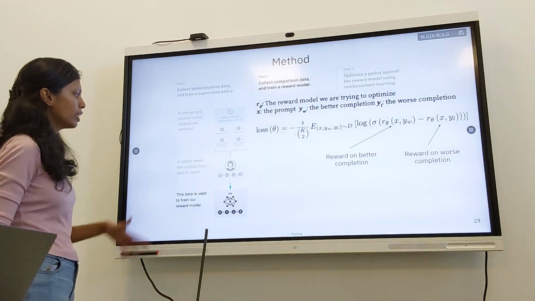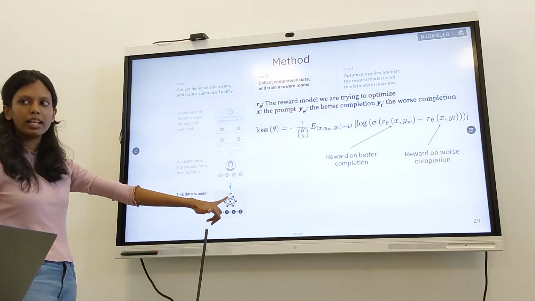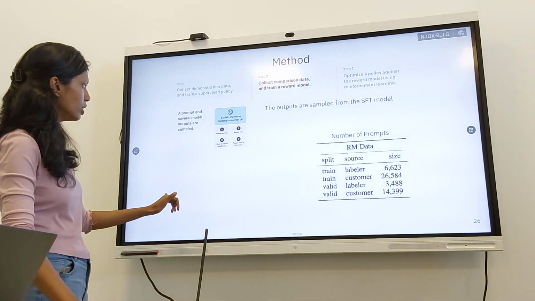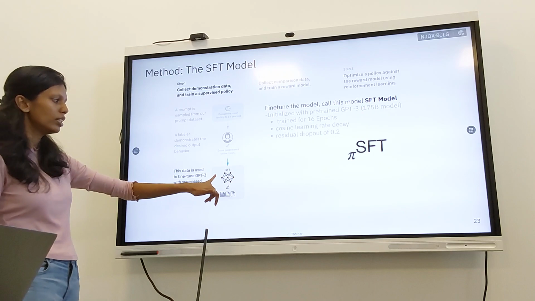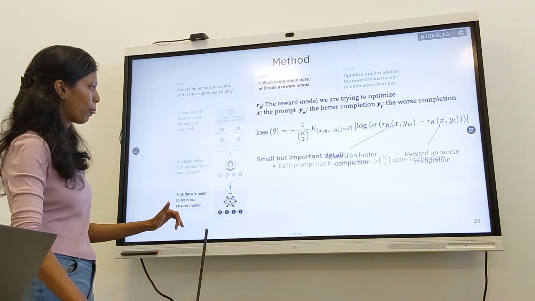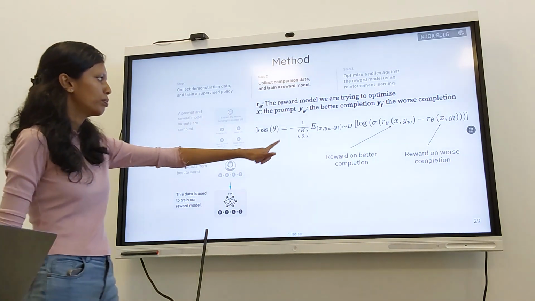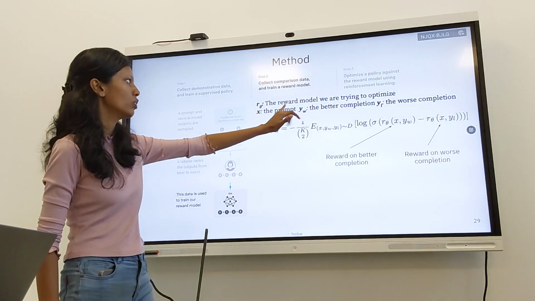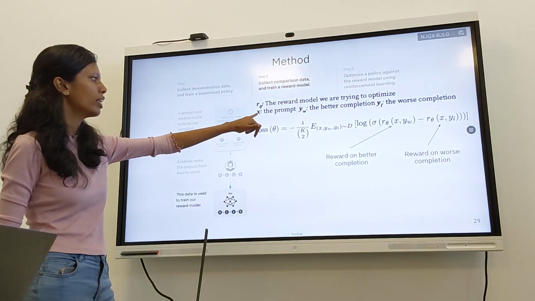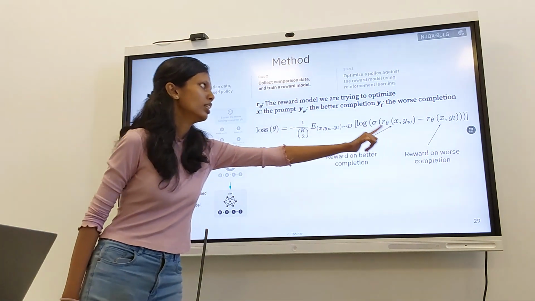Then they pass this data to the reward model and train it. This reward model is the same as the SFT here, but with the last layer removed, as mentioned in the paper. In the reward model they use this loss function. Before understanding the loss function, let's look at the notations. R theta is the reward model that we are trying to optimize, X is the prompt, YW is the better completion, and YL is the worse completion.